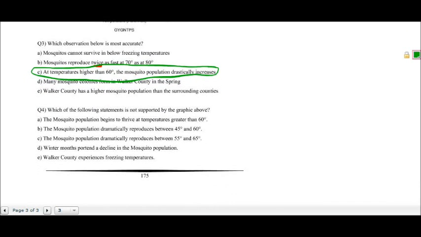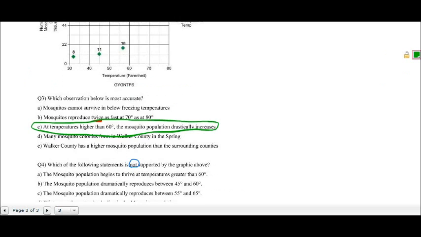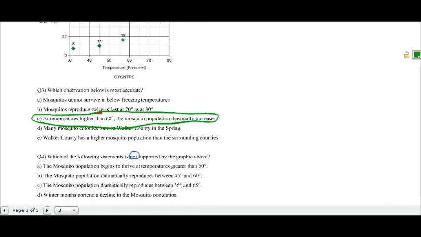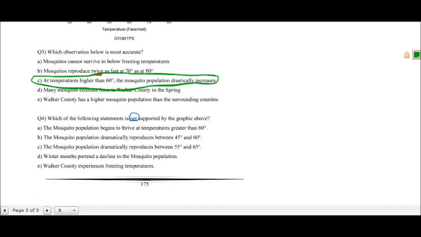Now we're going to go down to 4. Which of the following statements is not supported by the graphic above? So we're looking for what's not supported, and we want to be very careful to recognize that word not, because we're not looking for statements that are supported. We're looking for statements that are not supported. Okay, so A, the mosquito population begins to thrive at temperatures greater than 60. So we look at the chart and we see that's true. So that is supported.